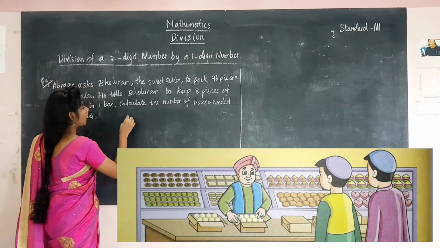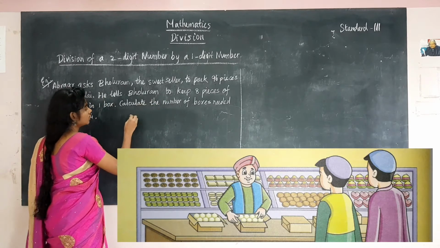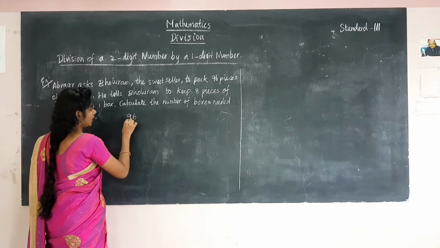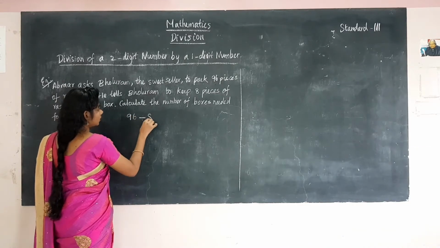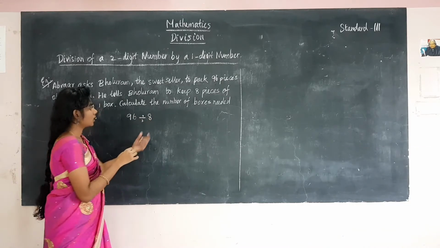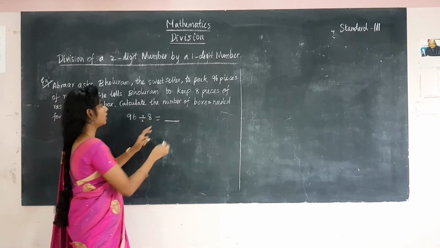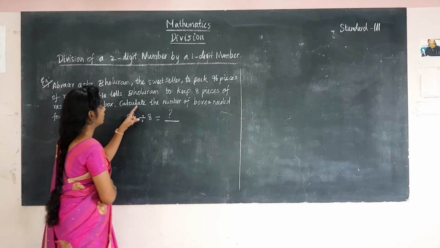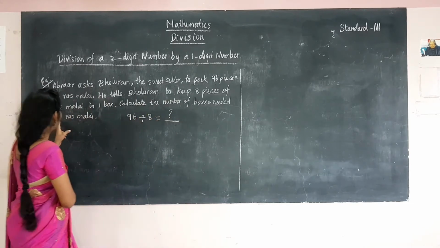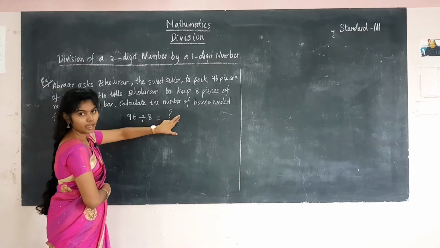You know how to write the division sentence, no? Write 96 divided by 8. This is the division sentence. Here we don't know the quotient, and we are going to find that one only: the number of boxes needed for rasamali.